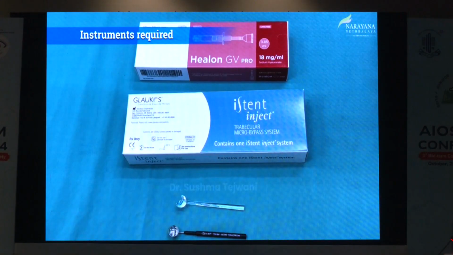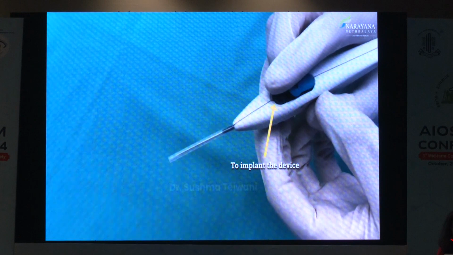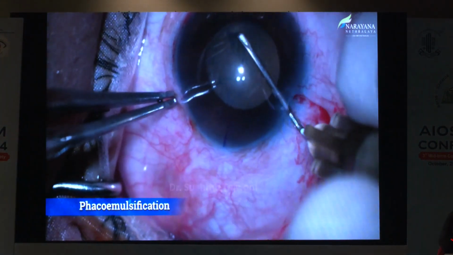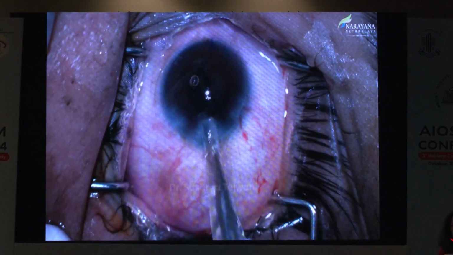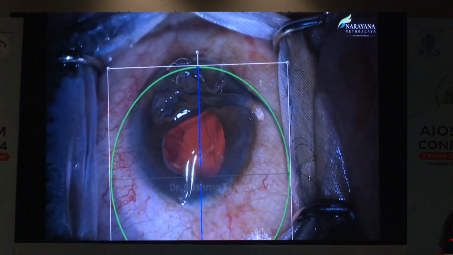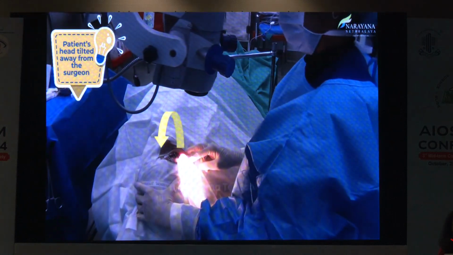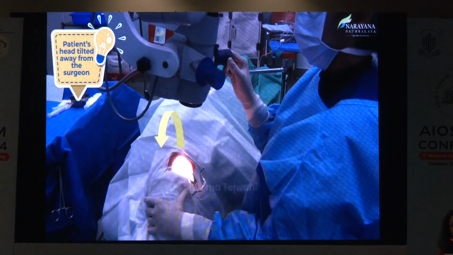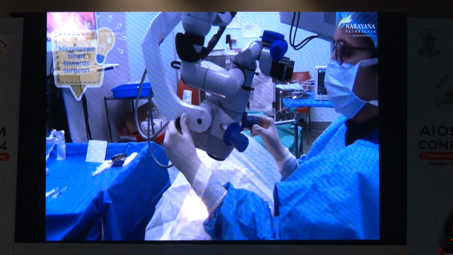So you need some amount of gonio lens, and this is the injector. This is to retract the sleeve, and the black button is to push the sleeve. This is a trocar on which these stents are held. Now after phacoemulsification, once you put in the intraocular lens and you put in pilocarpine to constrict the pupil, this is the position you are operating. Now you have to tilt the head away from you and the microscope towards you to optimize the position for angle visualization or to do intraoperative gonioscopy.